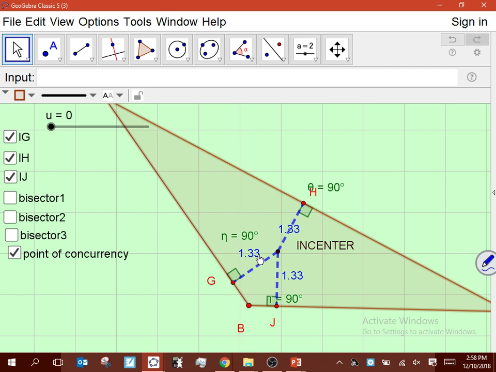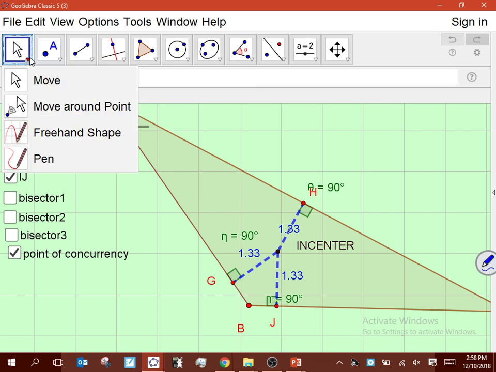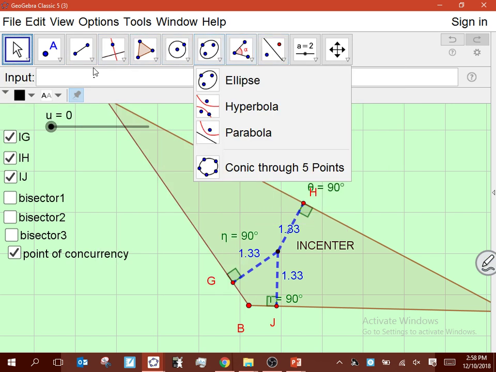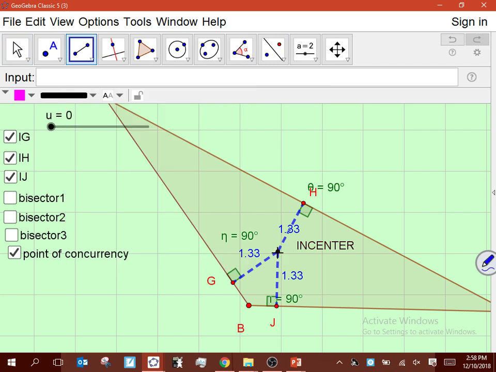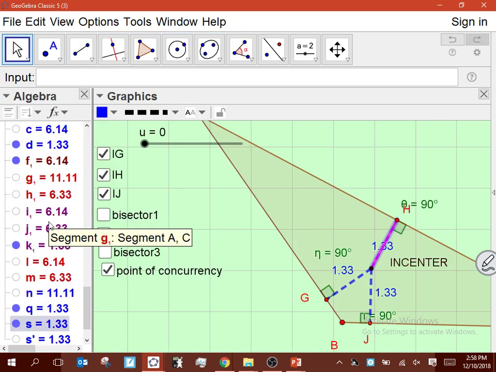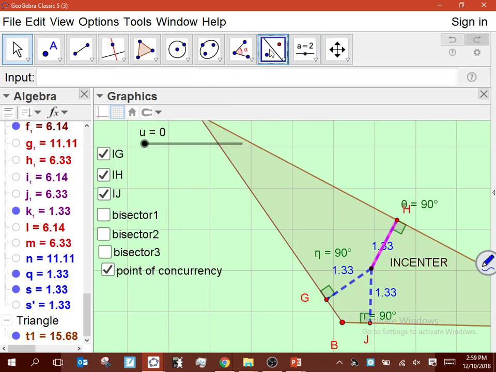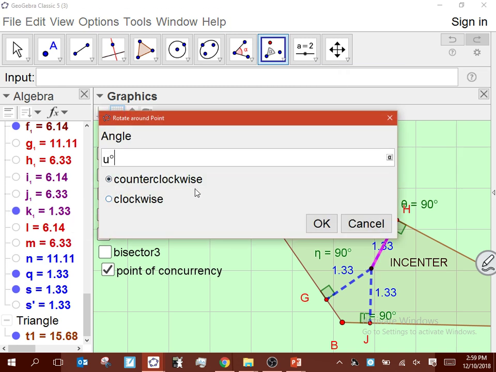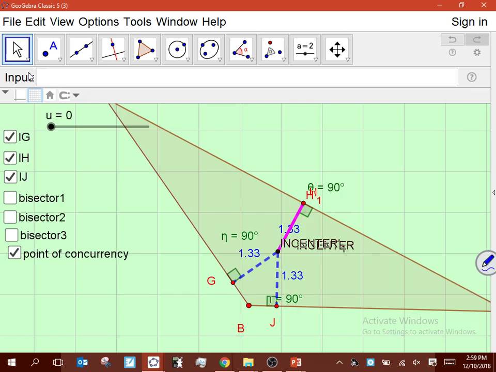All right, so let's do this. Let's take a segment of length I to H, okay? And let's rotate that segment. I don't want that one, I want the purple one, so give me a second. Purple one. I want to rotate it around the incenter. And what's going to happen when we do that? What's H prime? It's creating a circle.